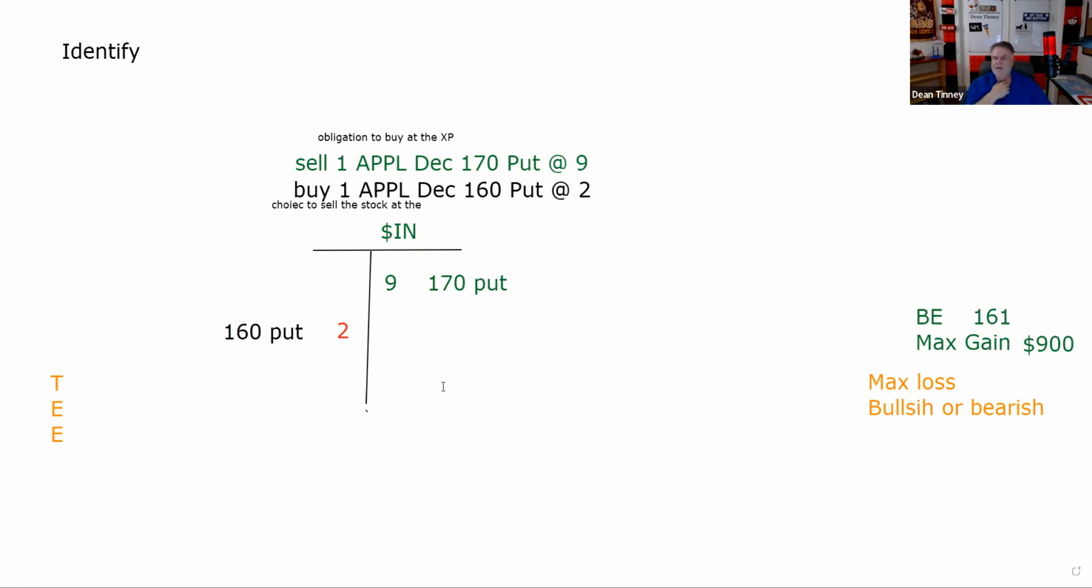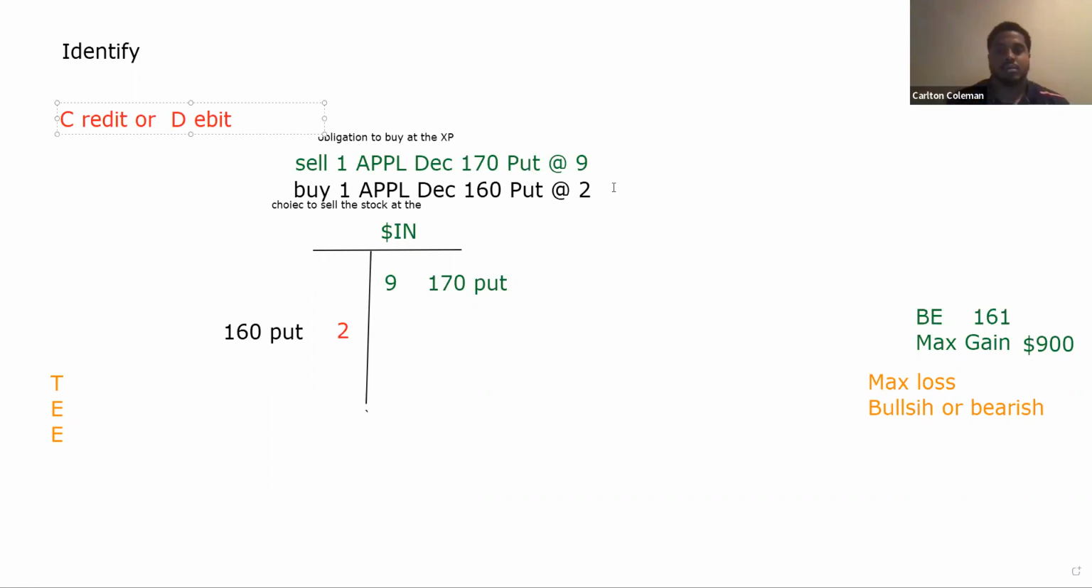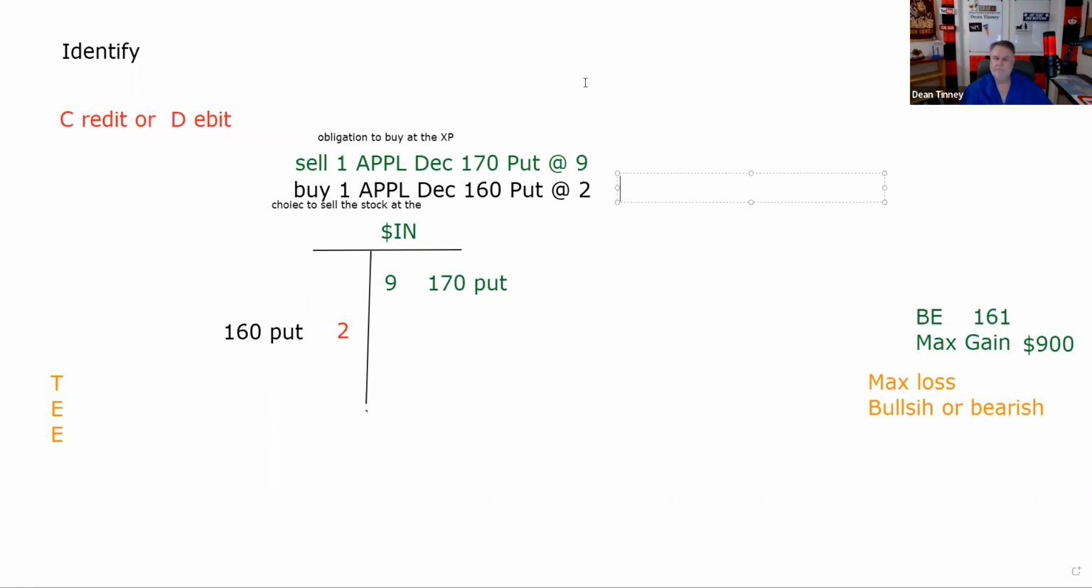Okay, so we have identified this as a spread. The next thing we have to be able to do on the test is identify whether we're looking at a credit spread or a debit spread. How do we determine whether this is a debit or a credit spread? Would it be by the premium? Yeah, we're going to net the premiums. That's exactly what we're doing. We're spreading the net. That's what the net is.